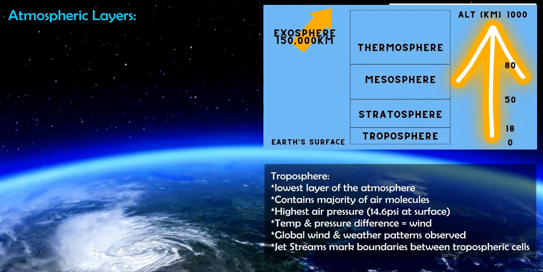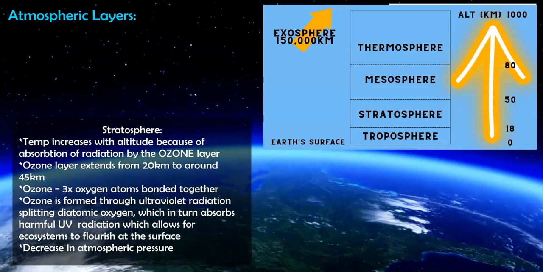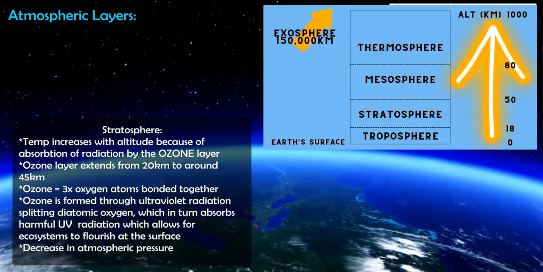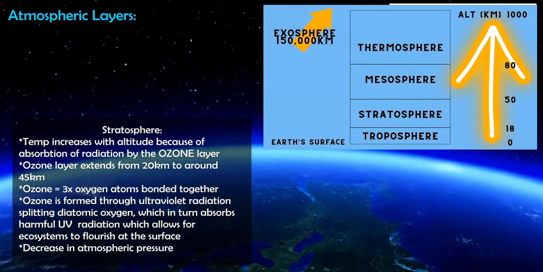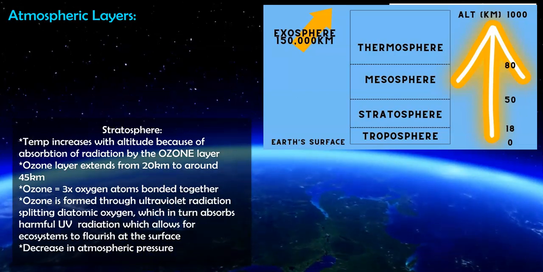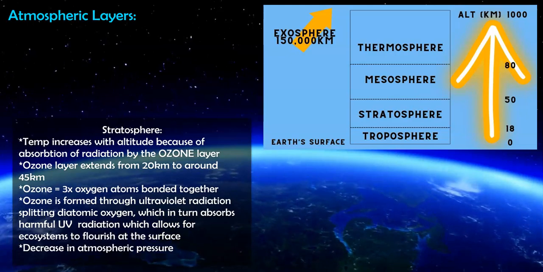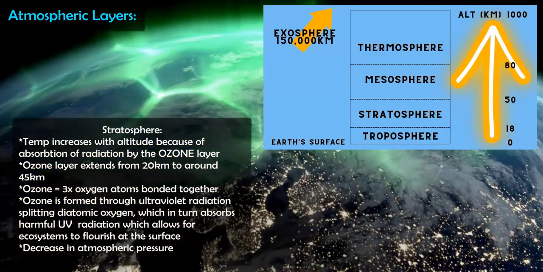Now, the next layer is the stratosphere. This is important because it involves the ozone, which is O3, three oxygen atoms bonded together, and ozone loves to draw in ultraviolet radiation from the sun. It lets in UV-A and kind of controls UV-B, and the more harmful UV-C is absorbed and reflected by the ozone. Then we have the mesosphere.